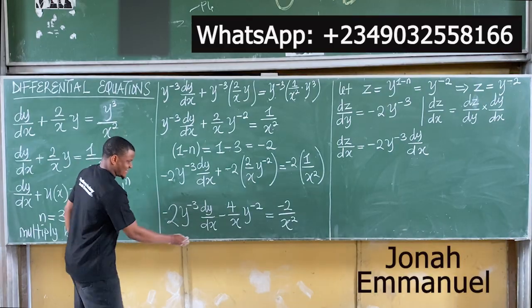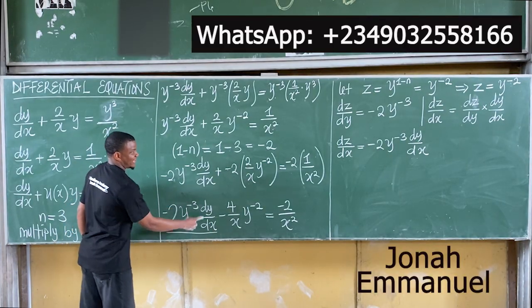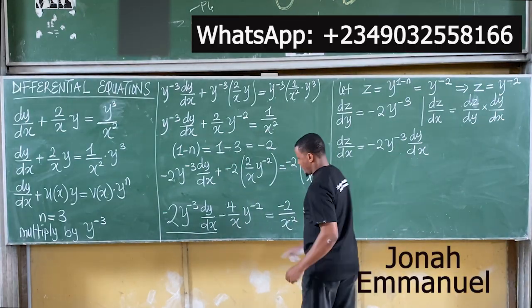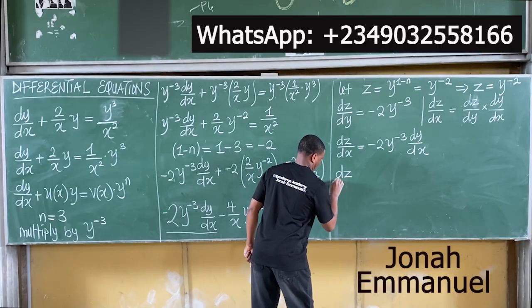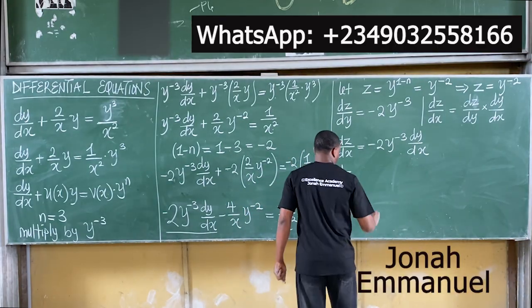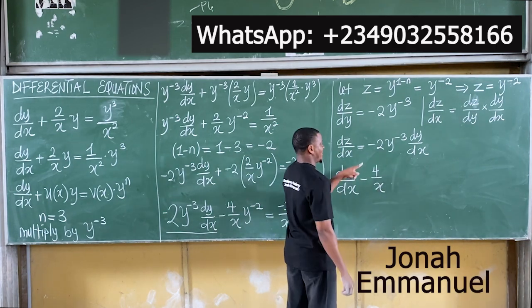What do you observe? See this step here. Look at this: minus 2y to power minus 3 dy dx. That's the value for dz dx. So in place of this, I'll put dz dx minus 4 over x. So please write that, please.